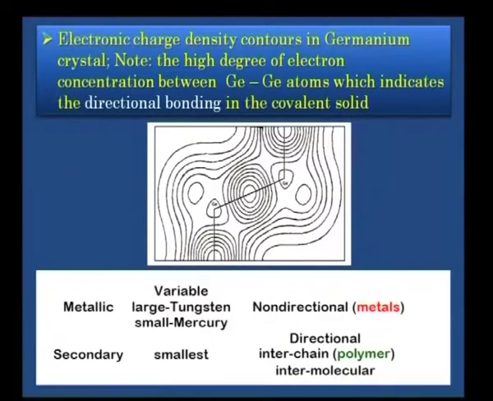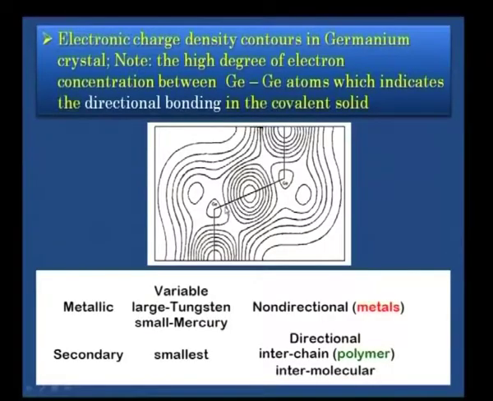Whereas in metallic bonding, it is non-directional, because the electrons will be moving here and there. You have the free electron theory of metals. So, in metals, the electrons will be moving here and there, so there will be no directional bonding, right? It is non-directional in metals. In the secondary bonding, the bond strength will be very small.